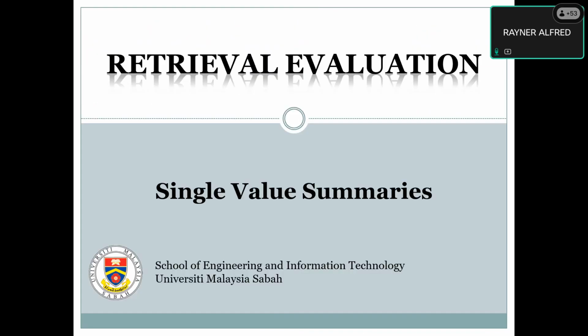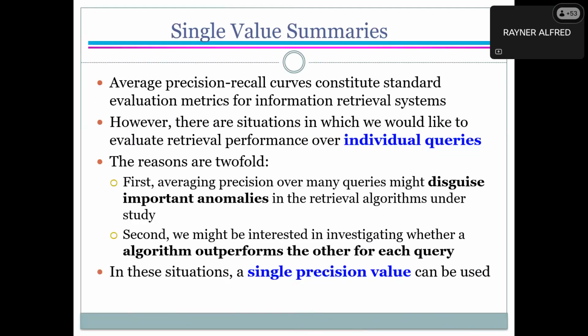Okay. We move on to the second one, which is single value summary. So this is using the same matrix, precision and recall, but this one is only at 1 point only. They call it single value summary. Okay. So the average precision recall curve is a standard evaluation matrix for all the system that we have. However, it takes time to compute them.